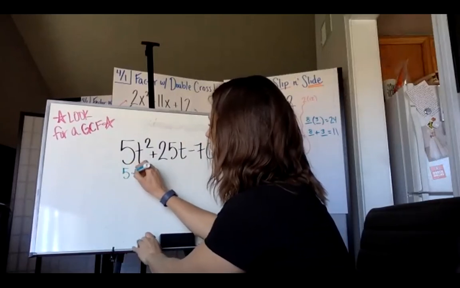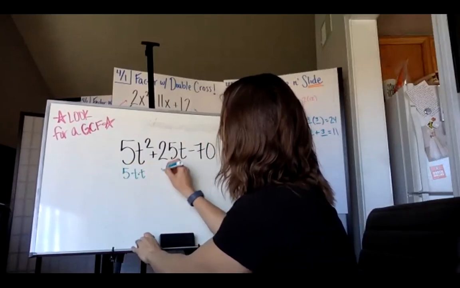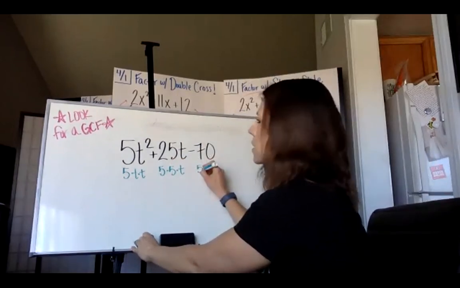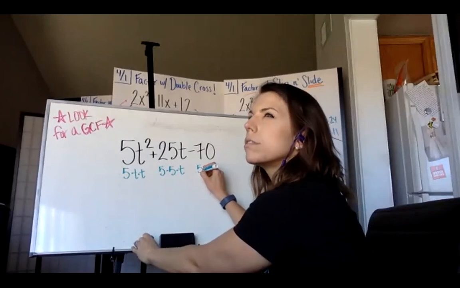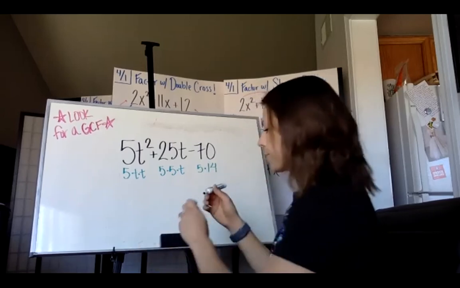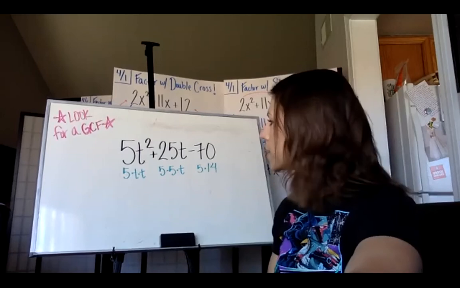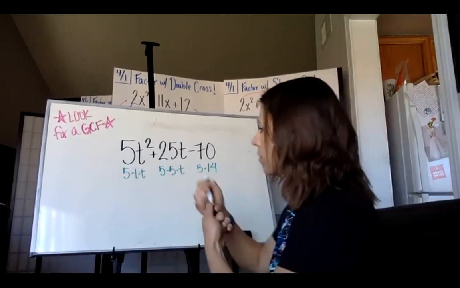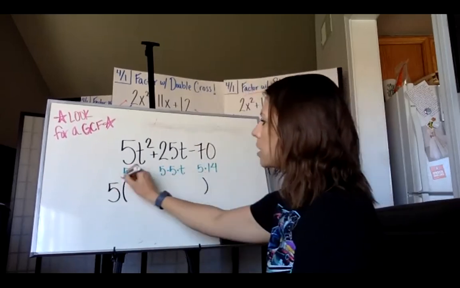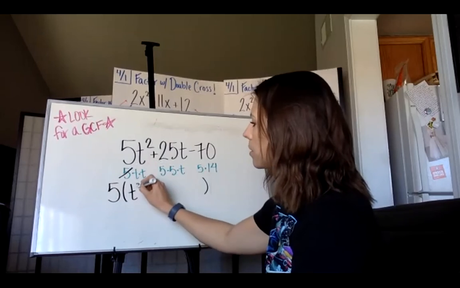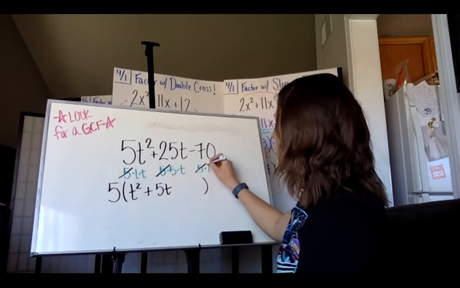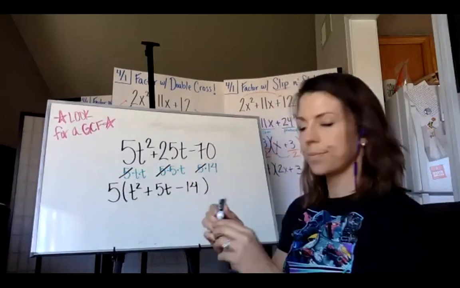So writing out using 5, this is 5 times t times t. This one is 5 times 5 times t. Negative 70 is 5 times negative 14. All right, so once I factor out that 5, that leaves me with 5 times a trinomial. Take out 5 from the first term, that leaves me with t squared. Take out 5 from the second term, that leaves me with 5t. Take out 5 from the last term, that leaves me with minus 14.